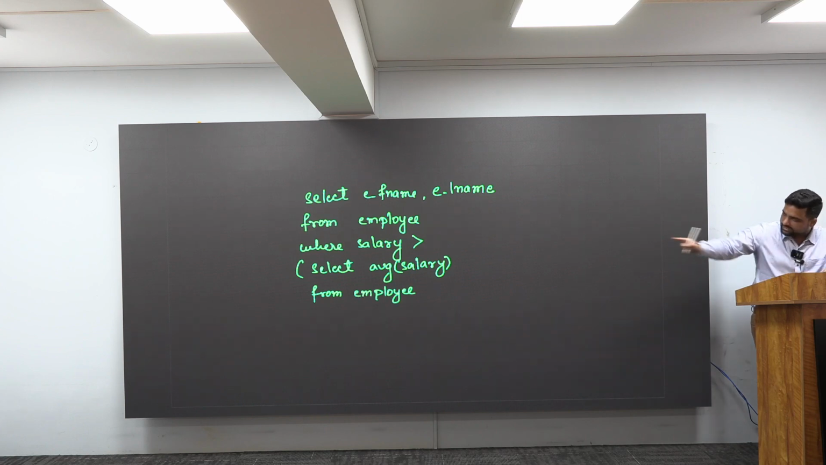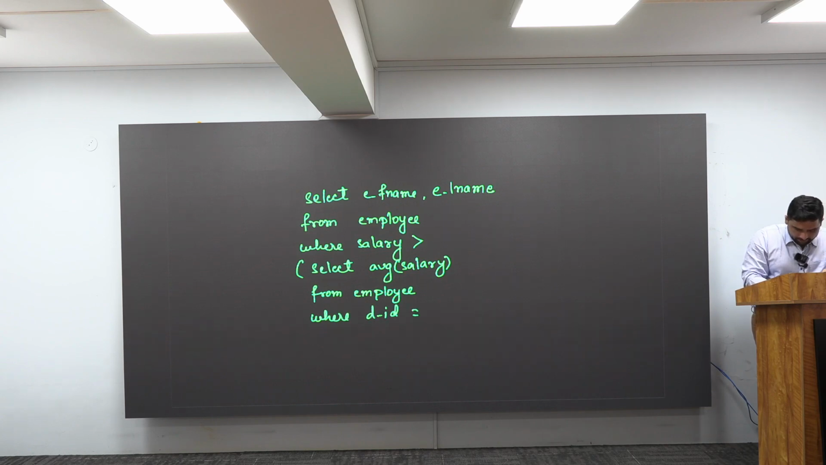Now what do we have to write as a condition after employee? Where department ID equals department ID. Now over here they are asking for their department, which means we have to do grouping also. From their department we have to take, so we should perform grouping. Group by department ID.